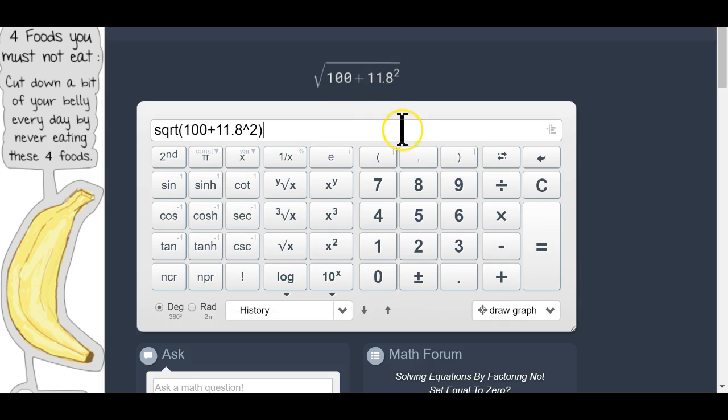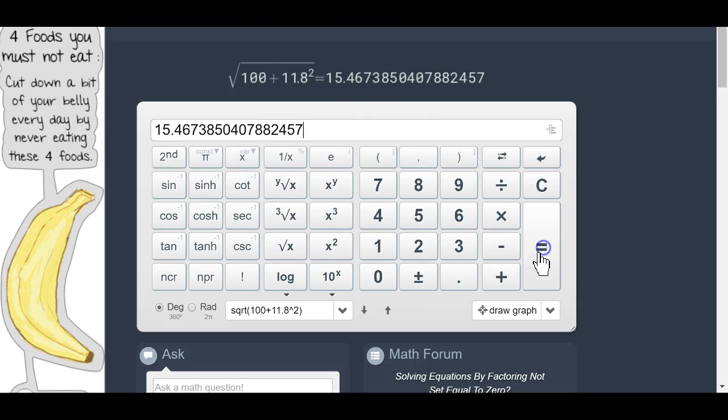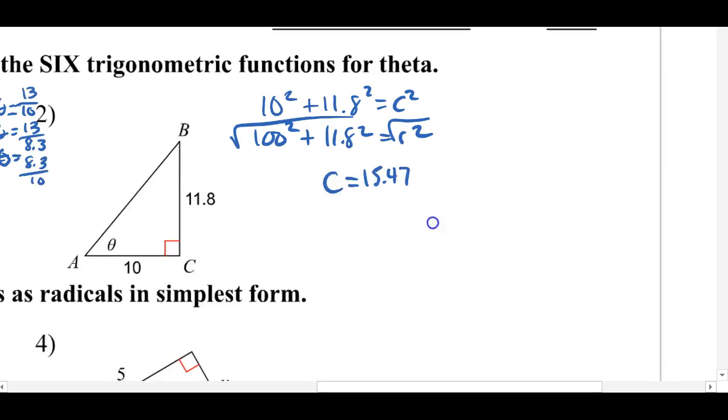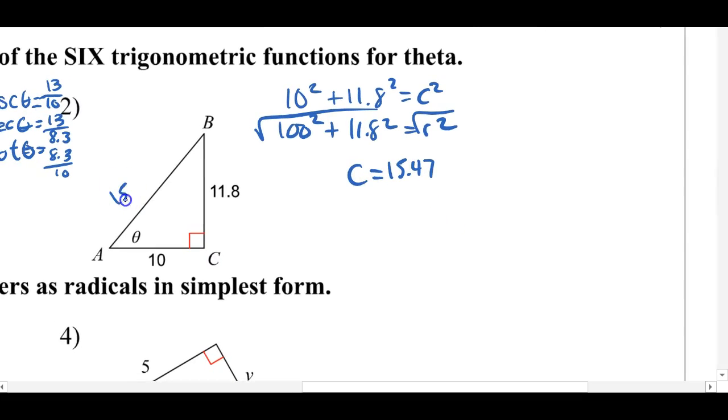And that looks about right. And the square root of all that equals 15 point, let's round it to the nearest 100th, so 15.47. Okay, so now that missing side is 15.47 there.